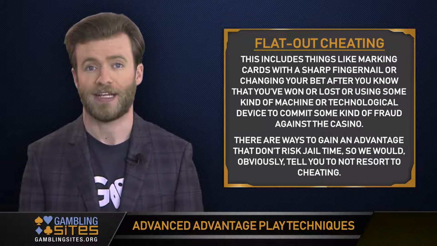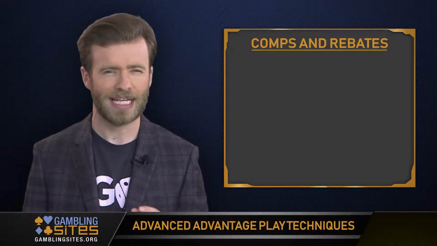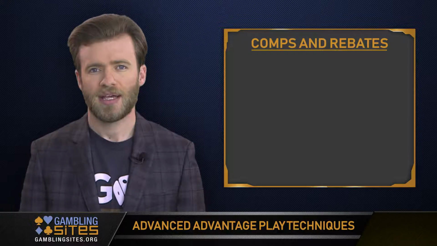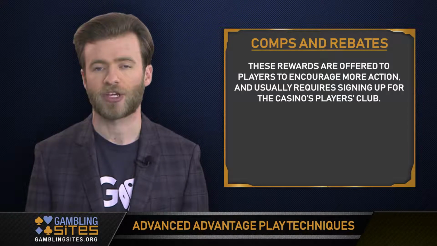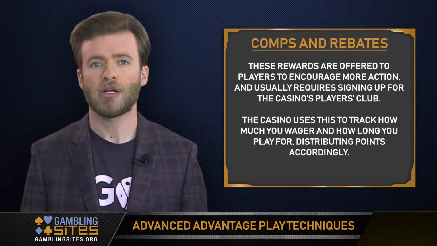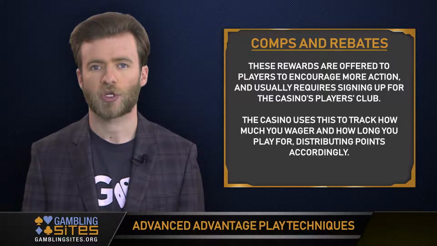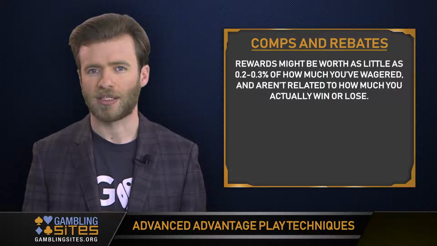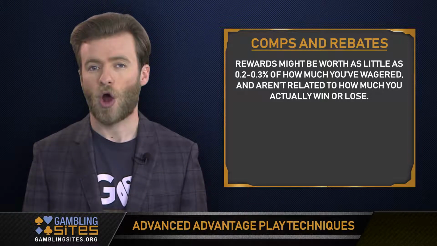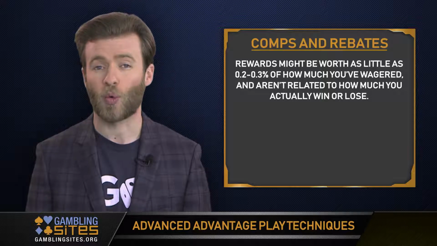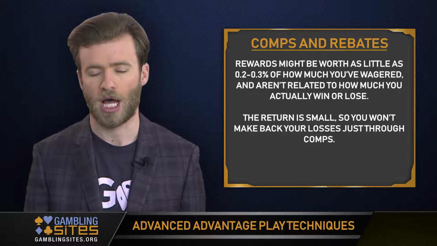not resort to cheating. Comps and rebates are a way that casinos give at least a teeny tiny bit of their edge back to the bettor. These rewards are offered to players to encourage more action and usually require signing up for the casino's players club. The casino uses this to track how much you wager and how long you play for, distributing points accordingly. Rewards might be worth as little as 0.2 or 0.3% of how much you've wagered, and they aren't related to how much you actually win or lose. The return is small, so you won't make back your losses just through comps.